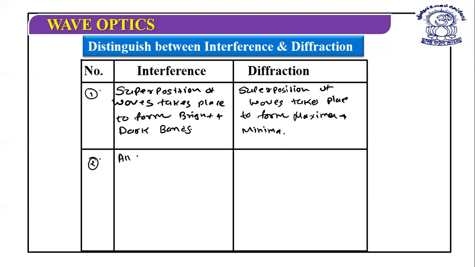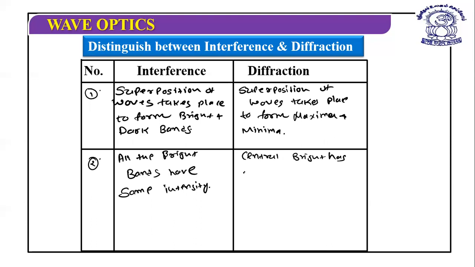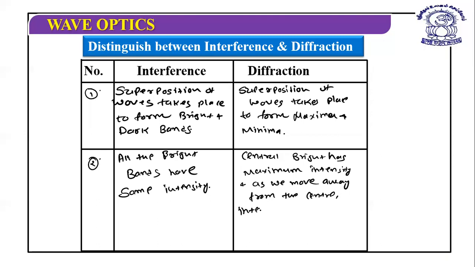In interference, all the bright bands have the same intensity, whereas in the diffraction pattern, the central bright band has maximum intensity, and as we move away from the center, the intensity of maxima goes on decreasing.